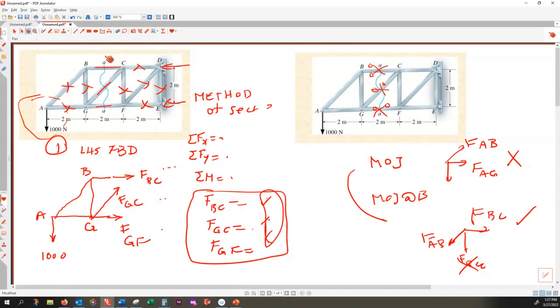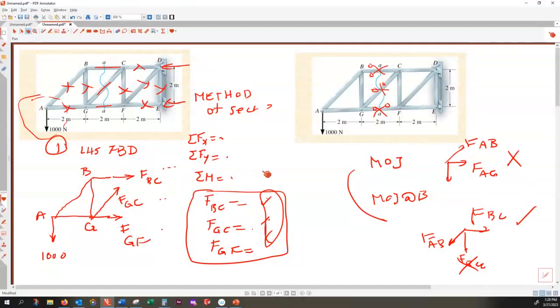Alternatively, if you decided to do method of section, one single free body diagram would give you all the answers you need. Is that understandable? Is that agreeable? Darcy, Nguyen? All right. Thank you, Darcy. What about you, Nguyen? Do you want me to repeat? Did you follow that, Nguyen? Thank you very much.